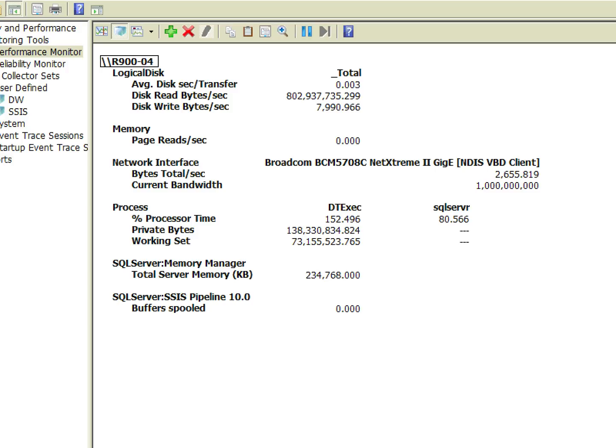So in the case of this system, the logical disk, no problem at all. It has a value of 3 for the average disk second transfer, so you know that this system is actually perfectly fine. It's very well tuned for whatever your SSIS packages are running. Well, for this particular SSIS package that's running.